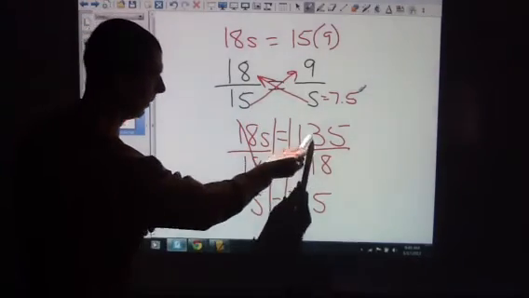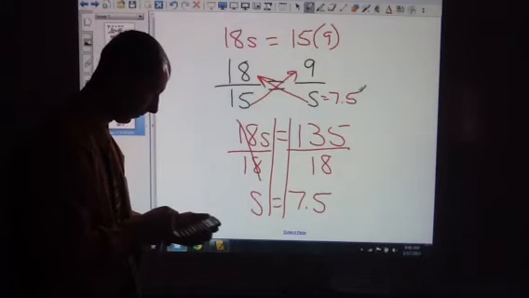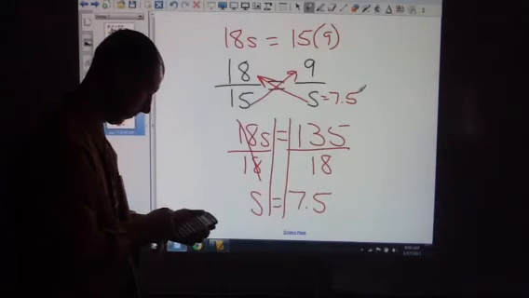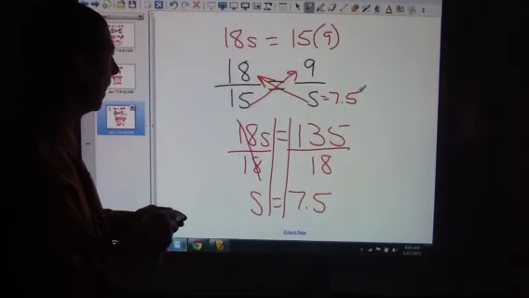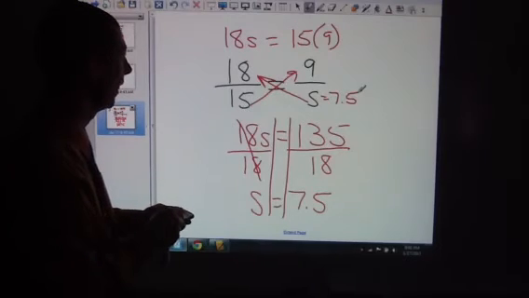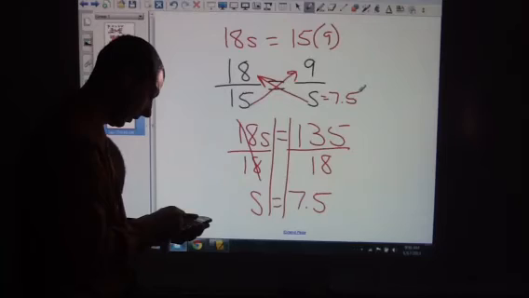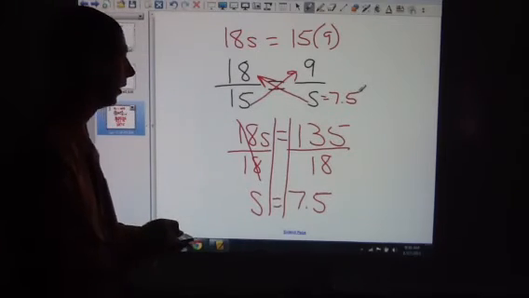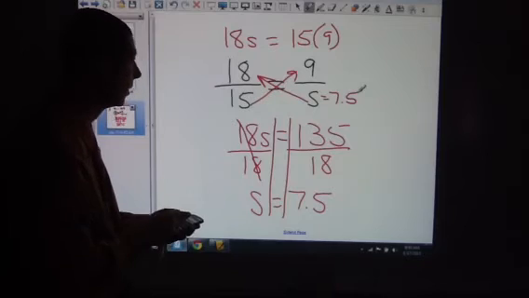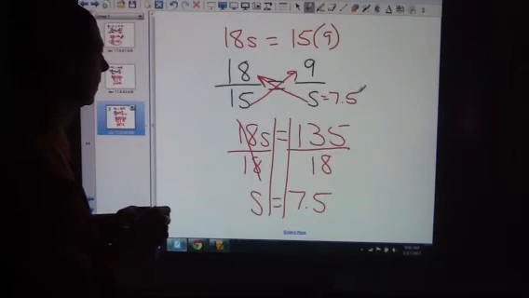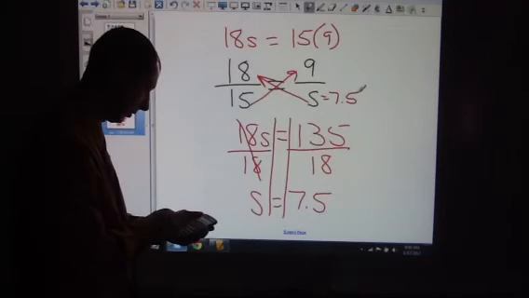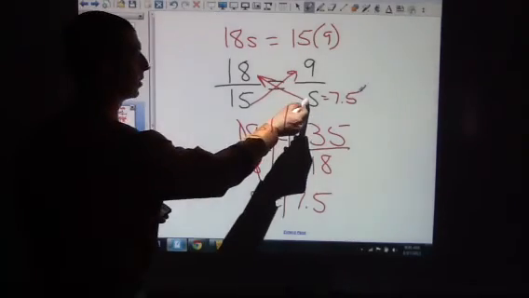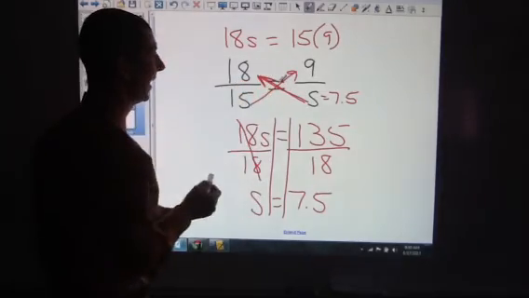Let me check my work. Let me check this right here. 135 divided by 18 equals 7.5. We divided both there. Let's check 15 times 9, and that equals 135. So 18s equals 135, divided both by 18, 7.5. 7.5 times 18 is 135. That's a mistake I was making. I was multiplying by 13, not 18 here.